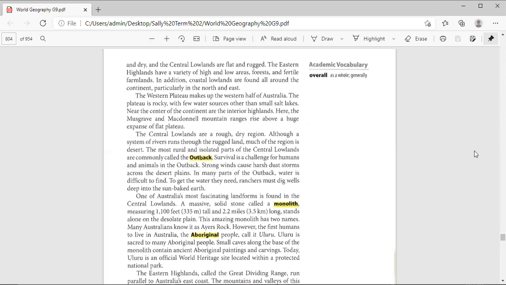What are the most important landforms in the Western Plateau?